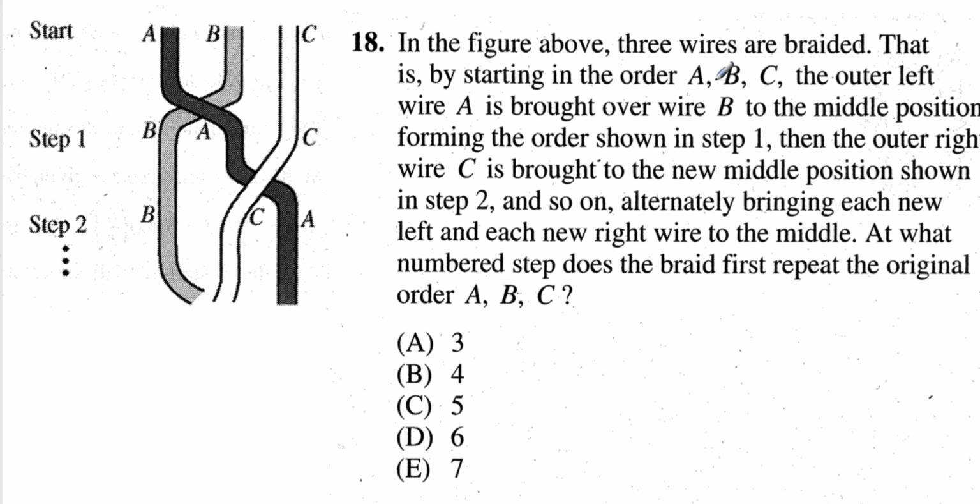In the figure above, 3 wires are braided in this manner. But what we want to do is, you see, switch the first 2 and then switch the second 2 and so forth and so on. At what number are we going to be? Are we going to get ABC one more time? So we have BAC. Step number 2 will be this one, and step number 3 will be CBA.